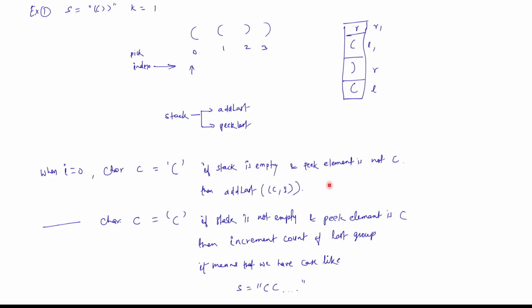Let's suppose the first time we come, we add it to the stack, no problem. Next time again it comes, the peek element is this, so we just increment the count of this. Now the count is 2. In other cases we'll talk about this one. Let's talk about this one. If that is happening, what does it mean? We have something like this here.